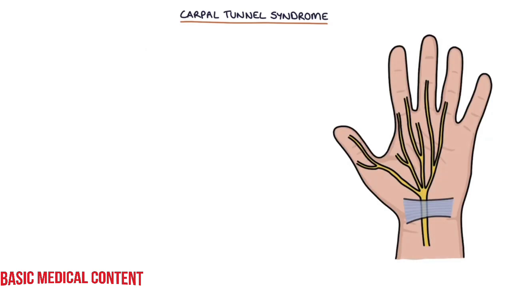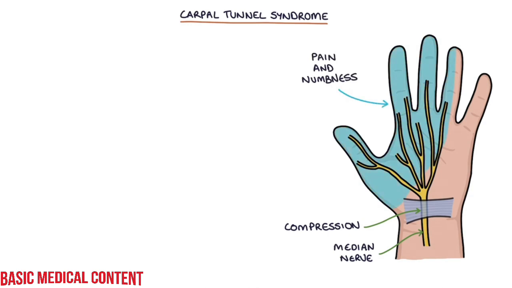In this video, I'm going to be going through carpal tunnel syndrome. Carpal tunnel syndrome is caused by compression of the median nerve as it travels through the carpal tunnel in the wrist, causing pain and numbness in the median nerve distribution on the hand.